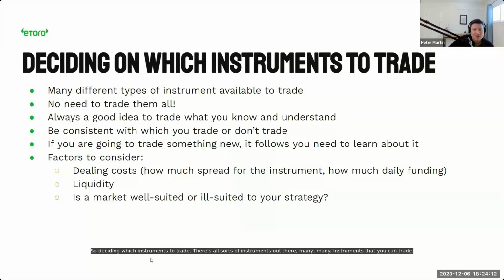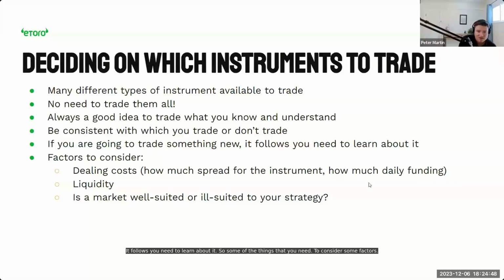So, deciding which instruments to trade. There's all sorts of instruments out there, many, many instruments that you can trade. There is absolutely no need to trade them all. Just because they're there doesn't mean you have to trade them. You might only trade a couple of different instruments and stick to it. So as I say, it's always a good idea to trade what you know and understand. And you do want to be consistent about what you trade or don't trade. If you are going to trade something new, it follows you need to learn about it.